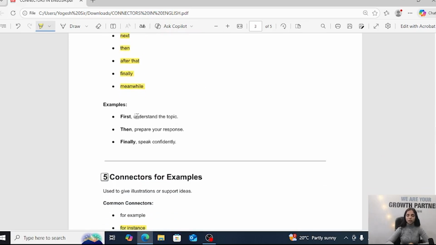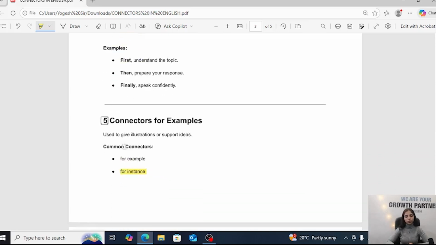First, understand the topic. Then, prepare your response. Finally, speak confidently. So, see, there are three situations, and we are giving them a sequence and order just by giving them connectors initially. So, first, then, and finally helps us to understand the sequence. This will be very helpful to you if you are in some leadership position or maybe handling a team under you. This is one of the most important traits of communication skills, to be very clear, to give order or sequence, the particular methodology or the sequence that you want to instruct to the people in front of you.